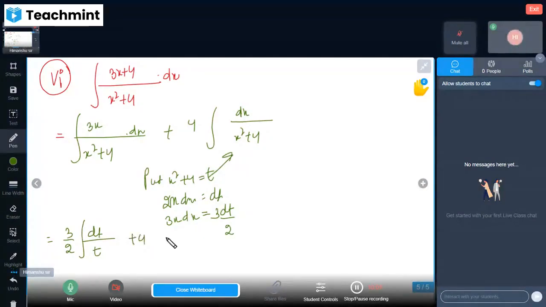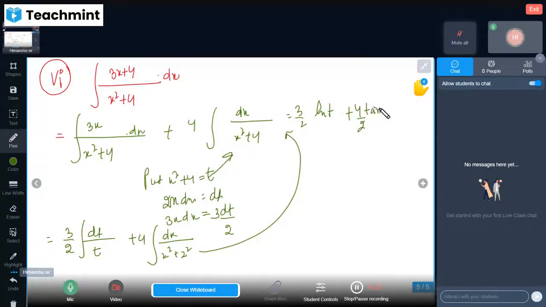Integration of 4 dx upon x square plus 2 square. So this will convert to 3 by 2 dt by t, which is ln t, plus 4 by 2 tan inverse x by a plus c. So 3 by 2 ln t, where t is x square plus 4, and plus 2 tan inverse x upon 2 plus c. So this is your answer number 6.